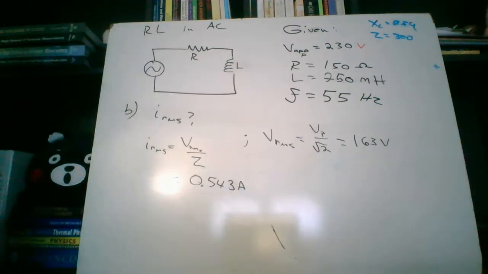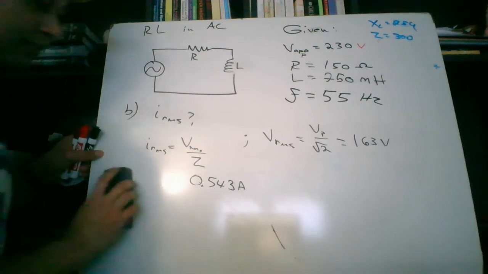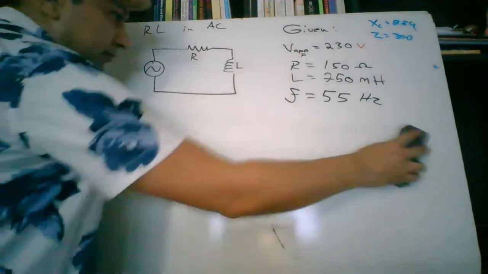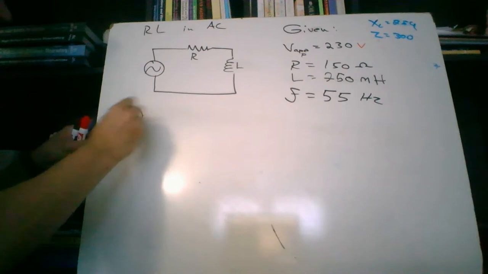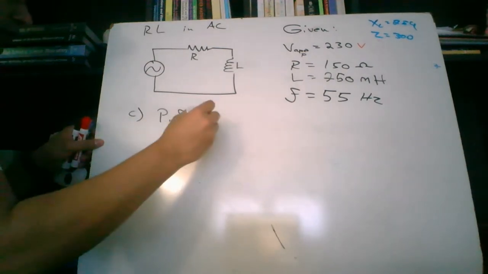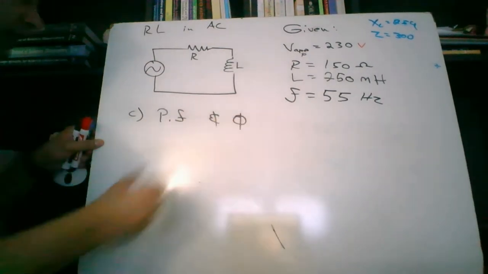And so let's keep going. Tell me what the power factor is and write it down. Let's see who does it first. I'm going to write it down. We're going to find the power factor and the phase angle. That's our goal. So part C, power factor and the phase angle.